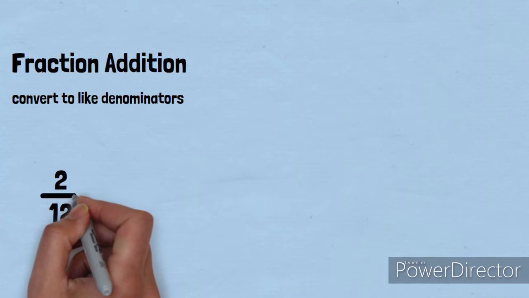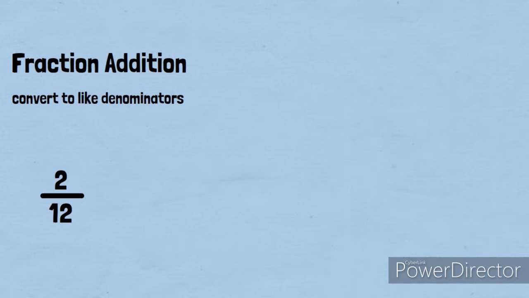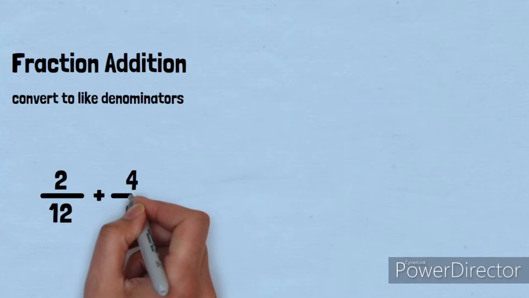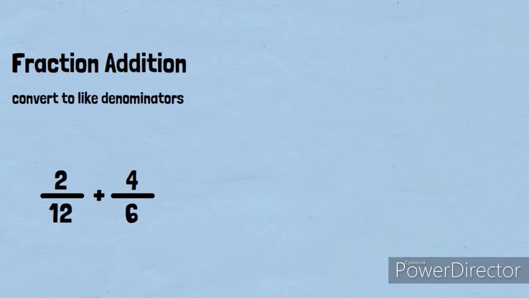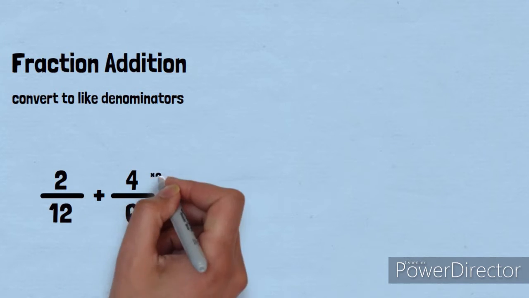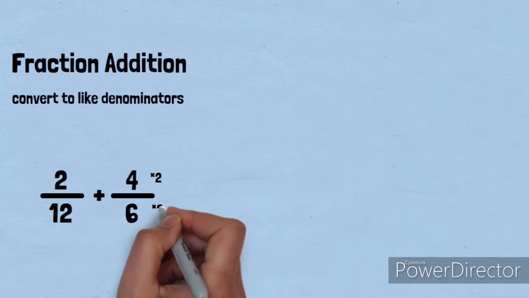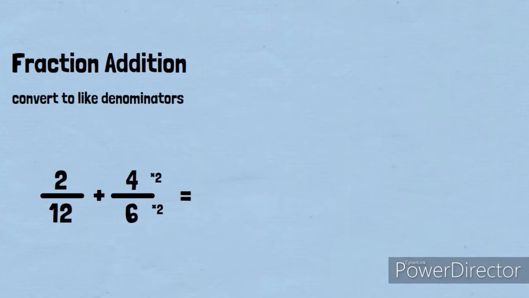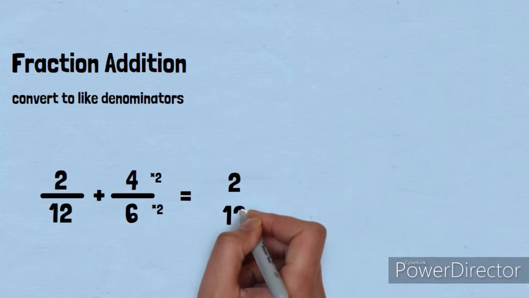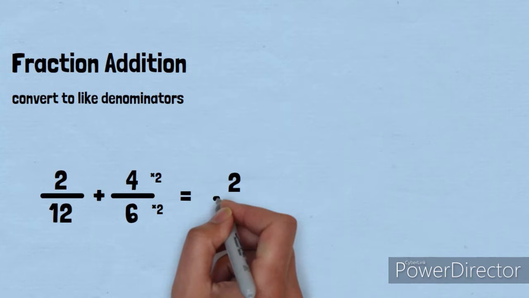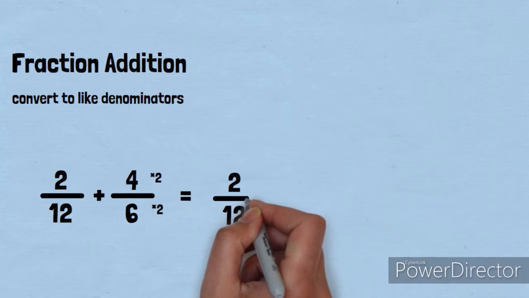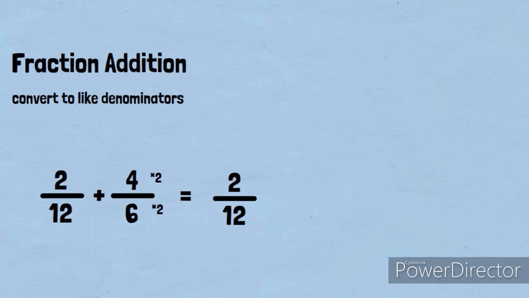Let's see how to add 2/12 plus 4/6. In this example, you don't have the same denominators, but you can convert 4/6 to have the same denominator as 2/12. How? We just have to multiply by 2. 4 times 2 is 8, and 6 times 2 is 12. When you do that, you get 2/12 plus 8/12.